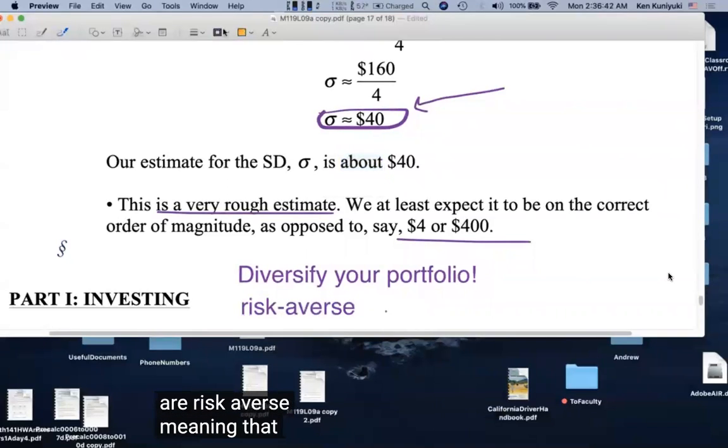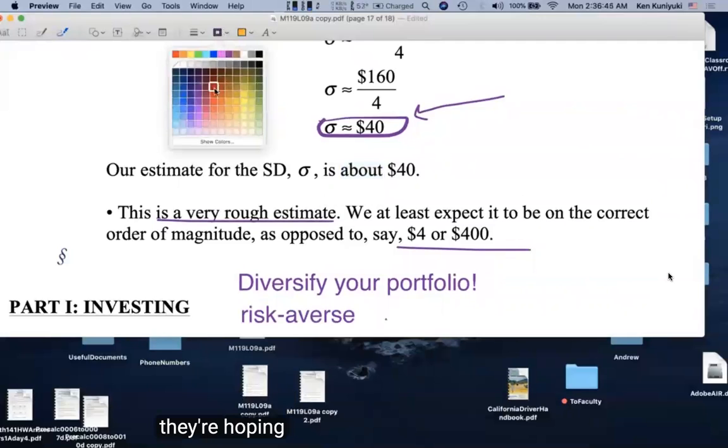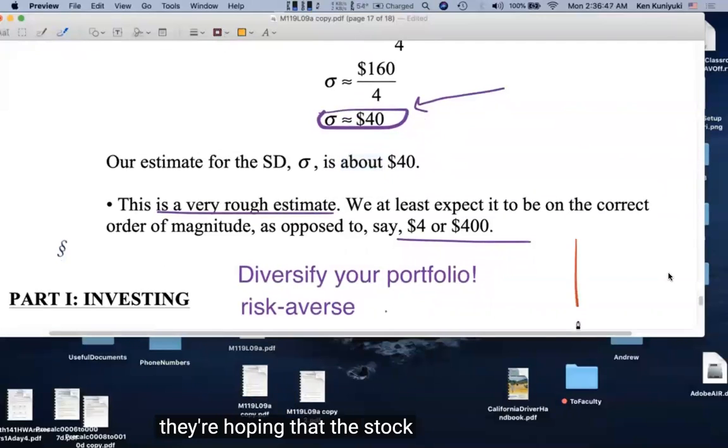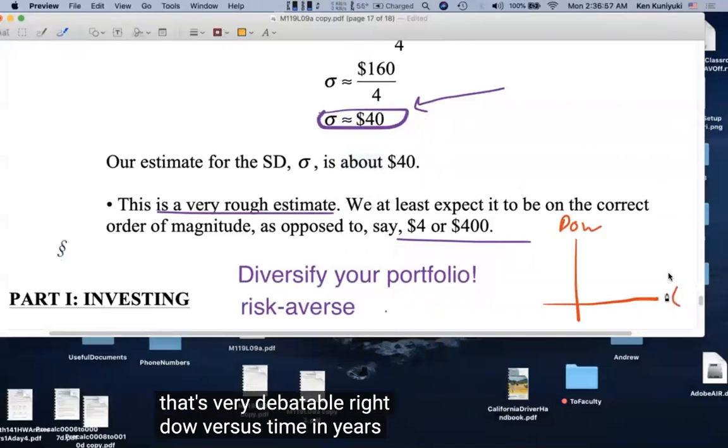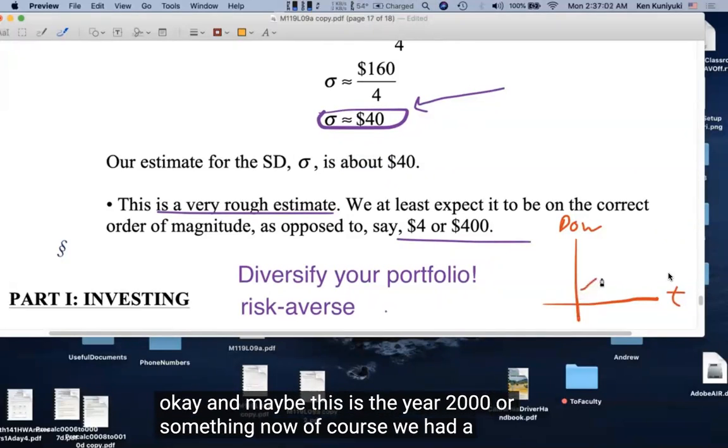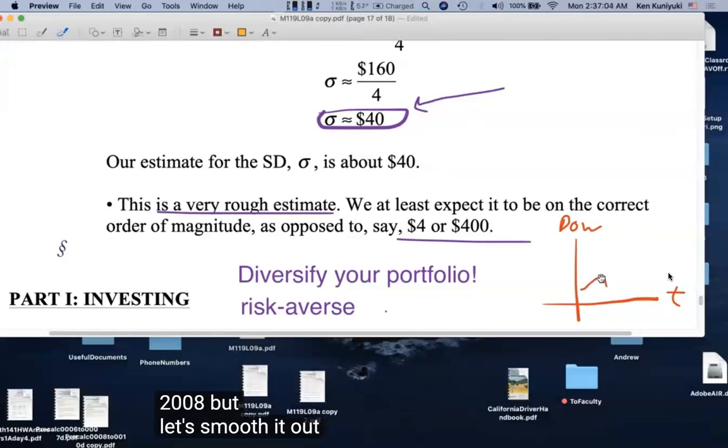meaning that they're hoping that the stock market, I use the Dow Jones as a measure, but that's very debatable, right? Dow versus time in years. Okay, and maybe this is the year 2000 or something. Now, of course, we had a dip in 2008, but let's smooth it out, all right?